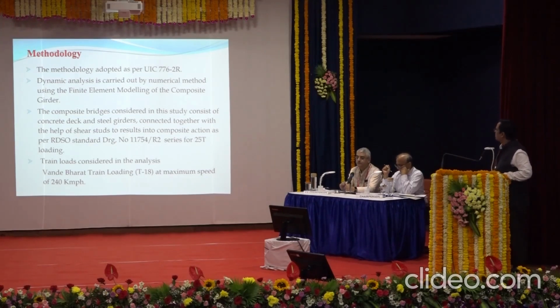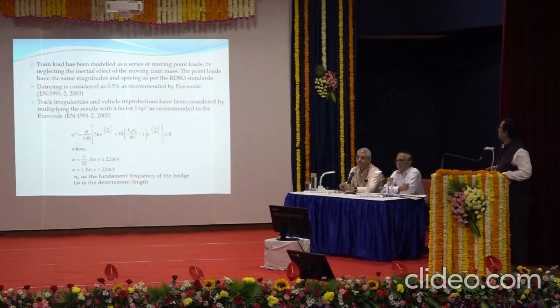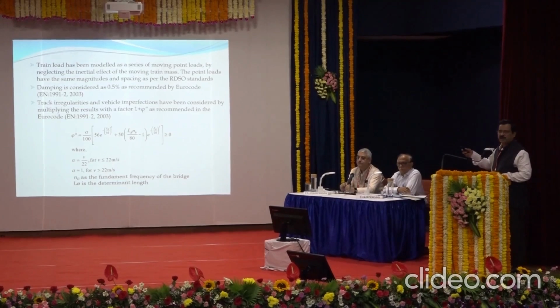Train loads considered in the analysis: Vande Bharat train loading, T18, at a maximum speed of 224 kmph. And we did this up to 40 kmph. Next step. Here, how was the load modeled? Train load has been modeled as a series of moving point loads by neglecting the inertial effect of the moving train mass. What I want to say is the train was not modeled. It is very difficult to model the train, so we left that part, and the impacts are not much if you model the train also.